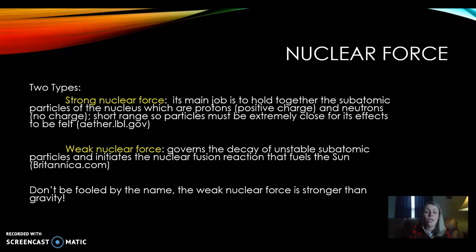Our weak nuclear force governs the decay of unstable subatomic particles and initiates the nuclear fusion reaction that fuels the sun. But don't be fooled by the name. The weak nuclear force is actually stronger than gravity.